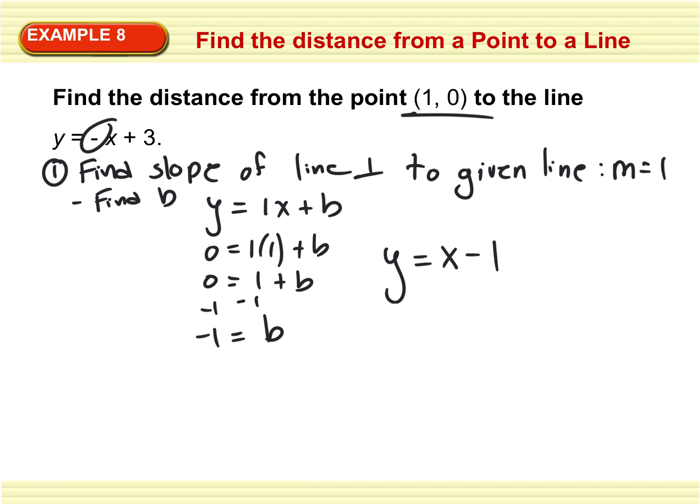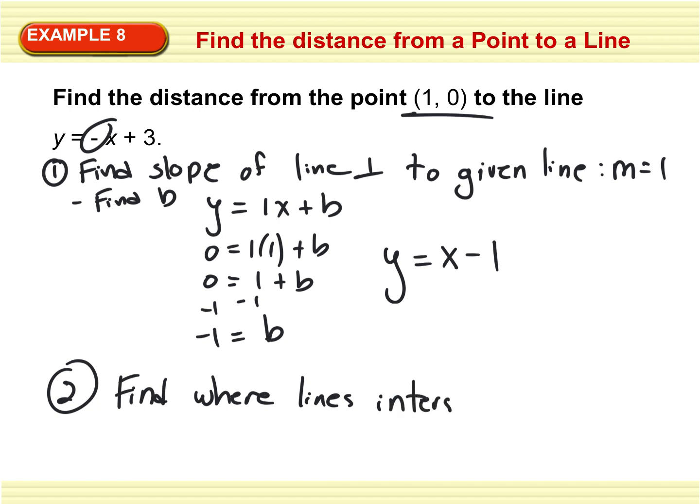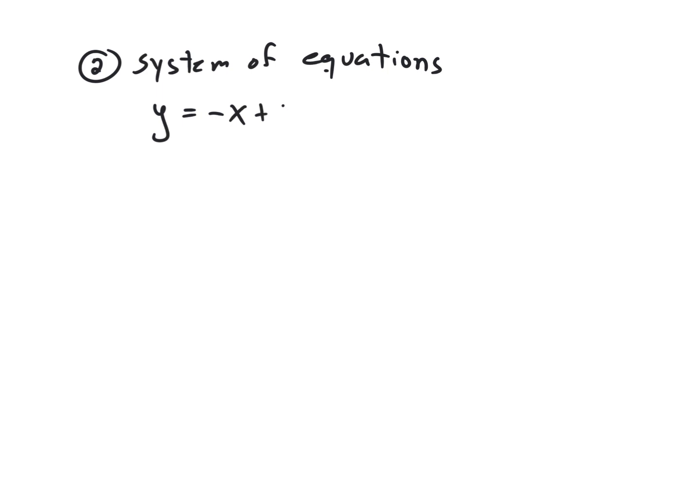Now, step 2 is find where the lines intersect. And I'm actually going to do that in the next slide. Okay, so we were left in step 2. We're going to do it by solving the system of equations. So we have the original y equals -x plus 3 and the one we made, y equals x minus 1.